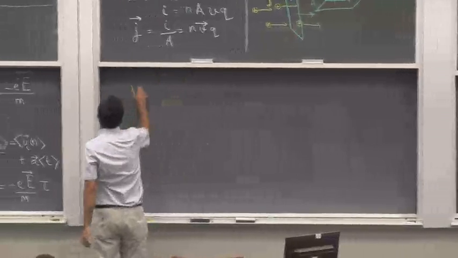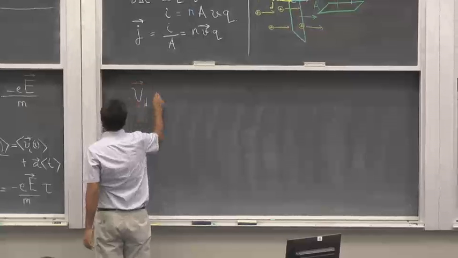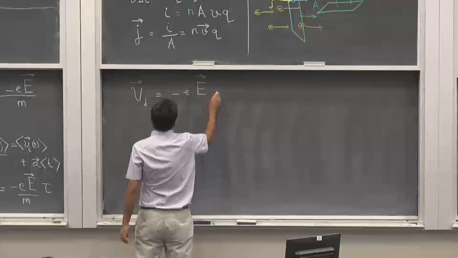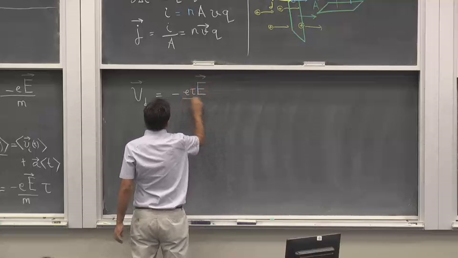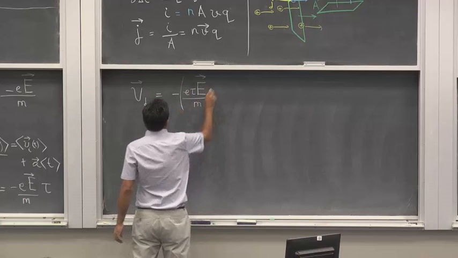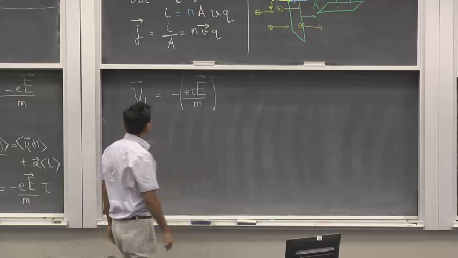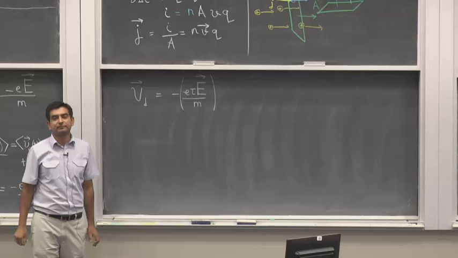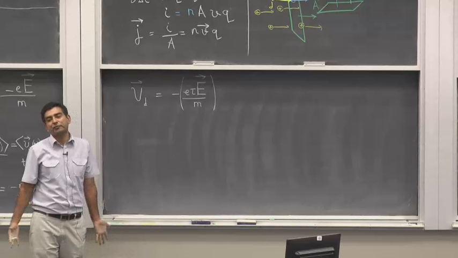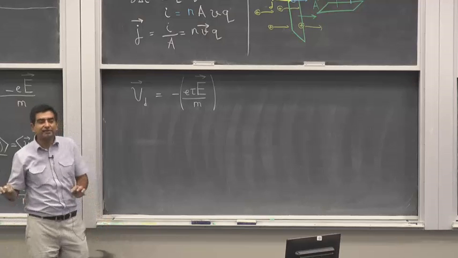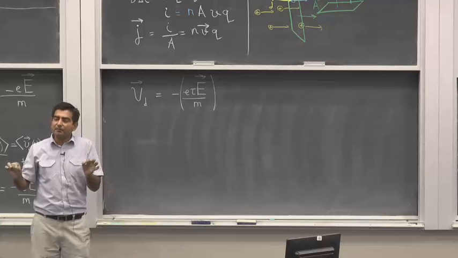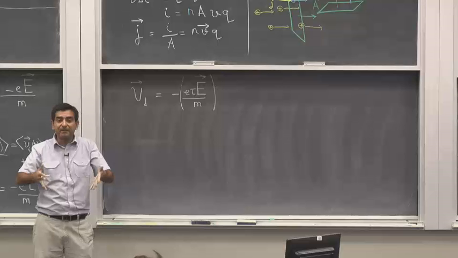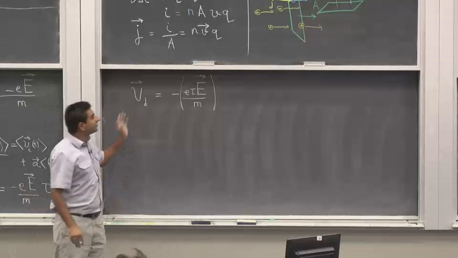The drift velocity of the sea of electrons is minus E tau over m, where E is the electric field. Tau is the average time between collisions. So when one collision occurs, what on average is the time before another collision takes place? It's not going to be the same each time, but there has to be some average. That is called tau.